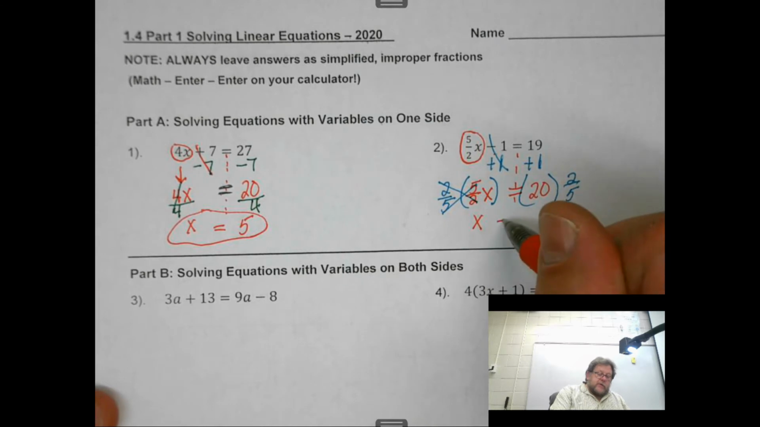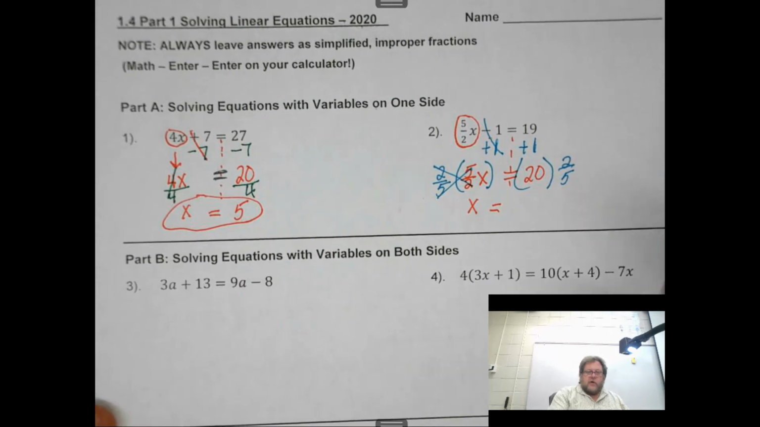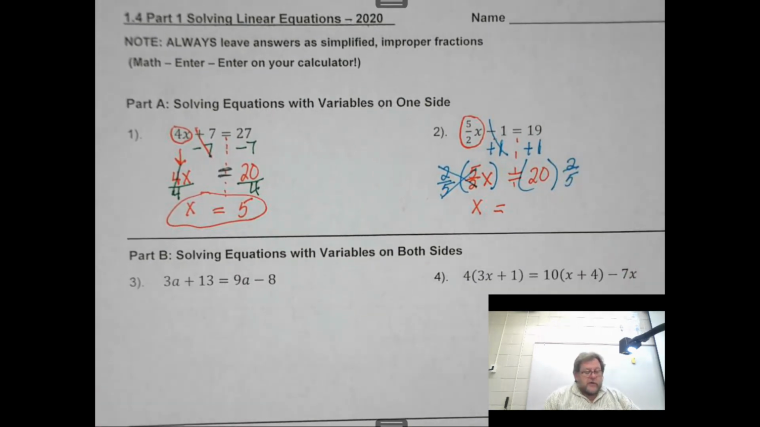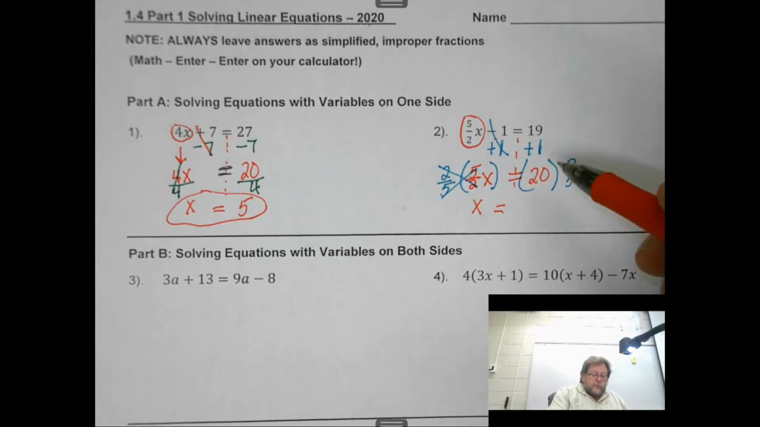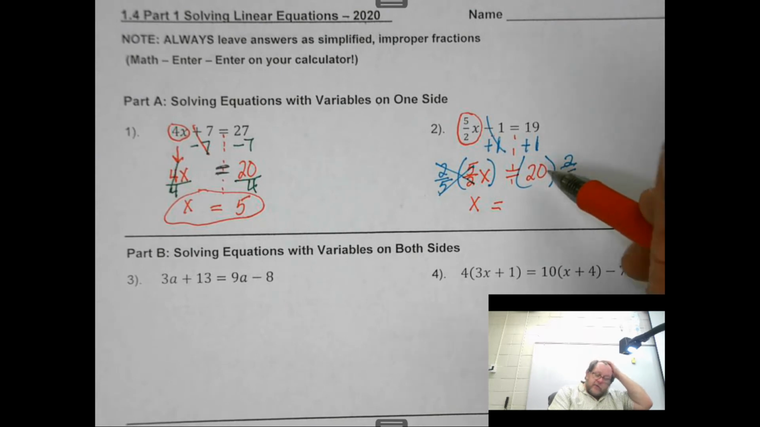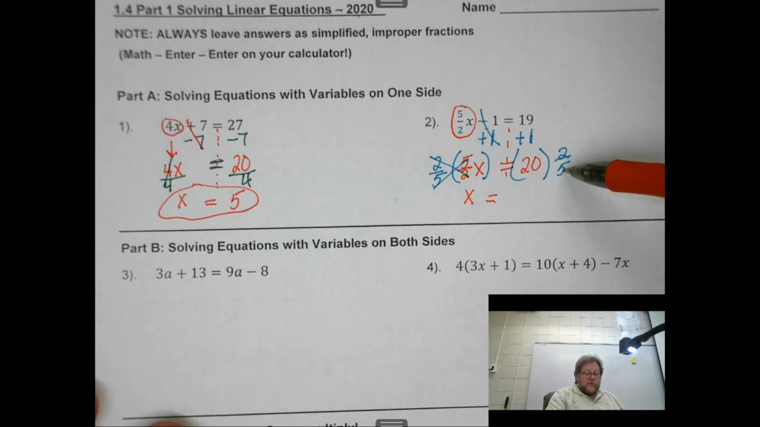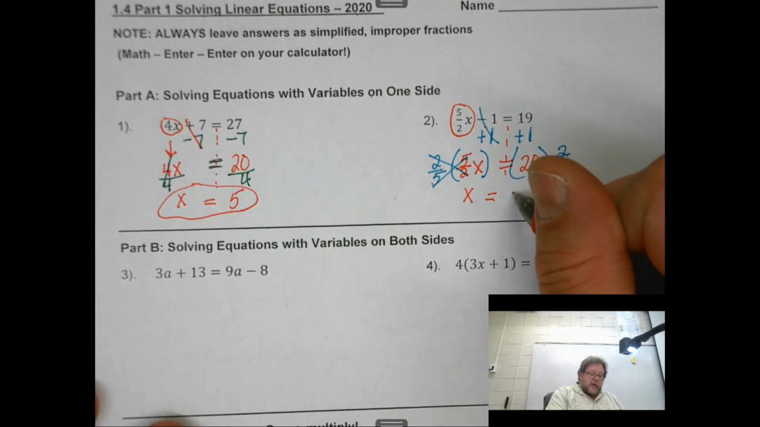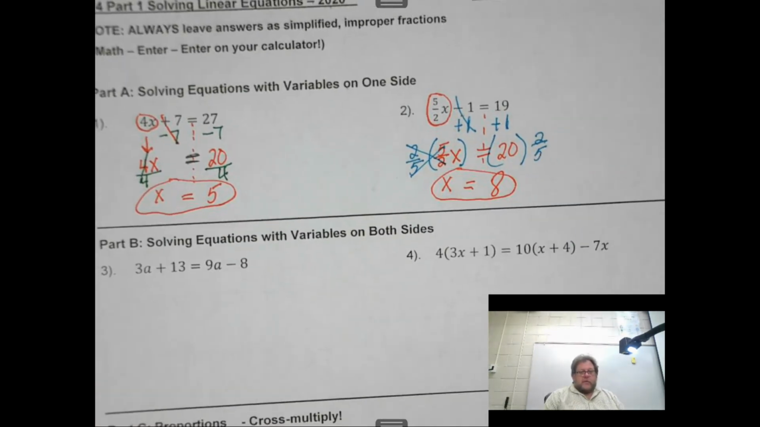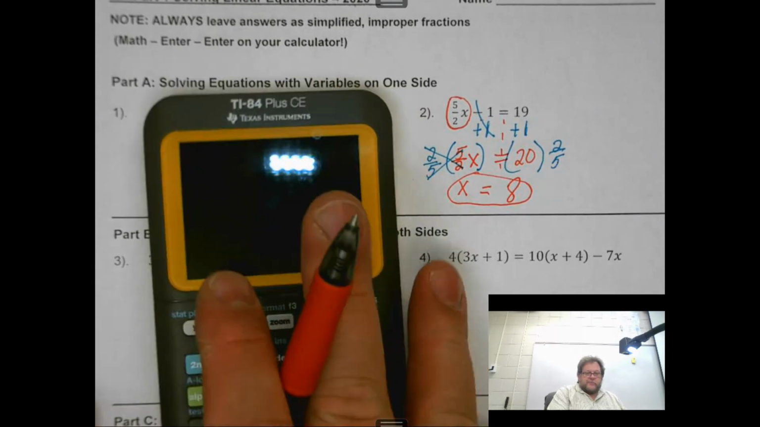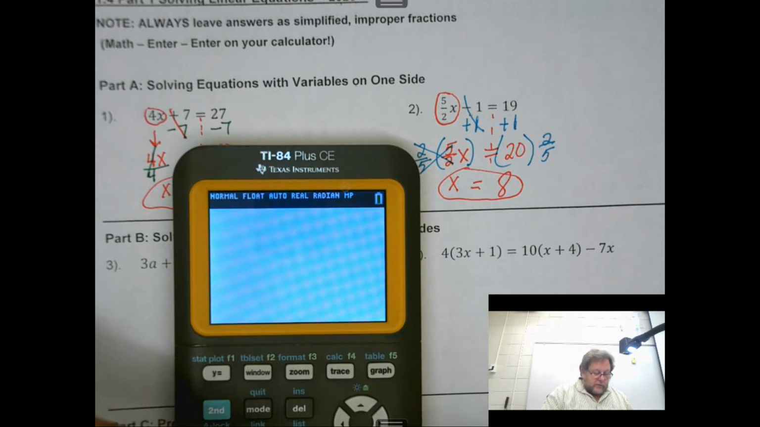Now, if you're not very good at multiplying fractions, go ahead and put it in the calculator. But many times students, at this point in their mathematical lives, could probably do this in their head. Let's see, 20 divided by 5 is 4. 4 times 2 is 8. Or put it in the calculator. But when you put fractions in your calculator, please make sure to use parentheses. So I have 20 times 2 divided by 5.